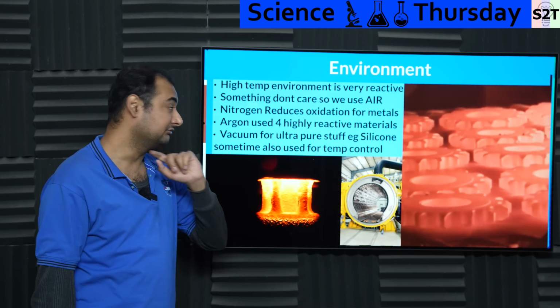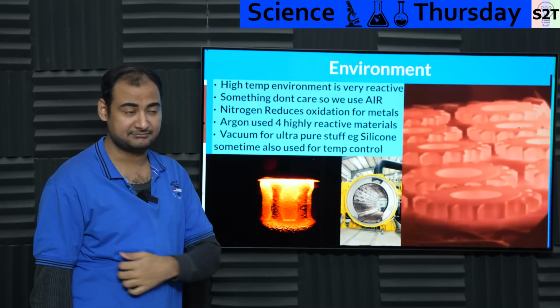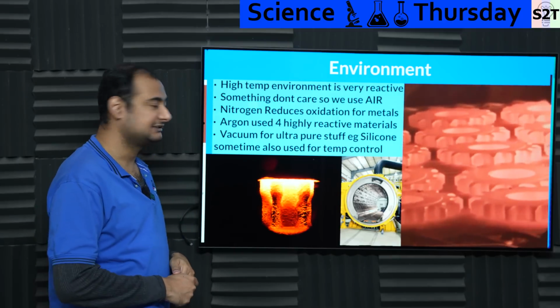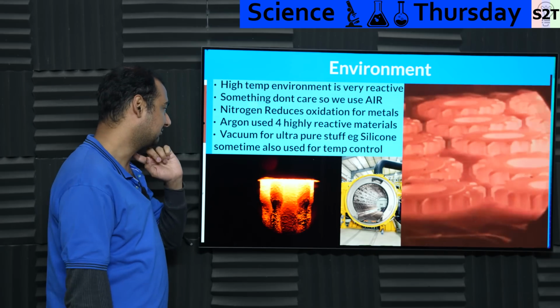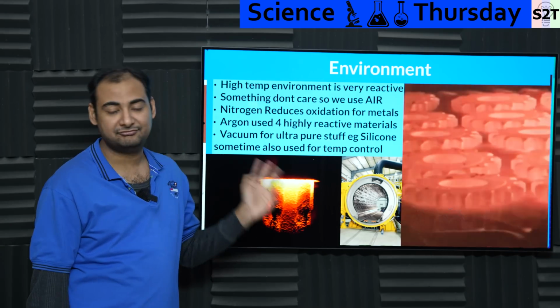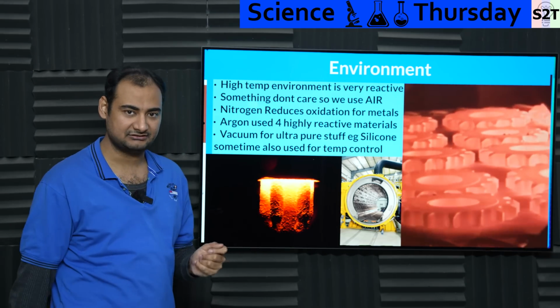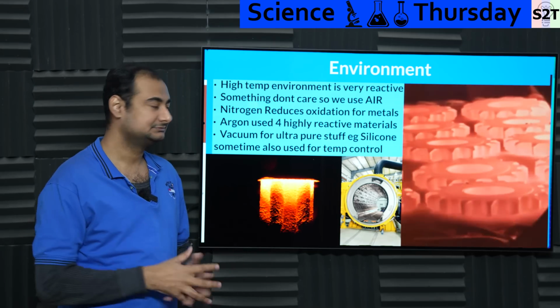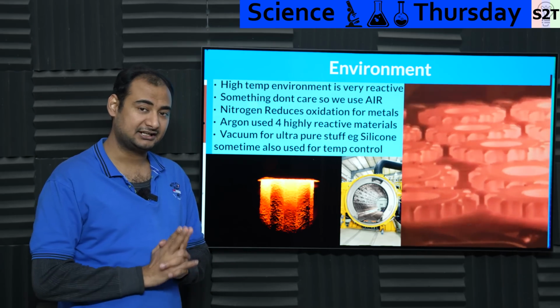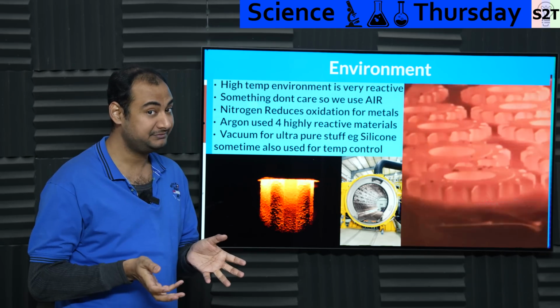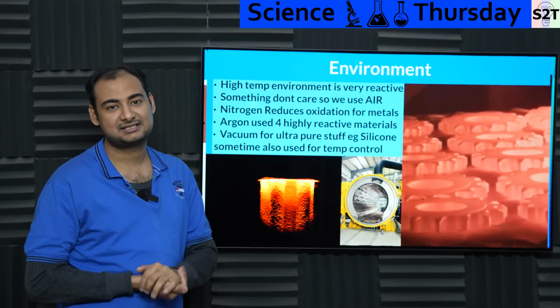Then you have argon, where you are dealing with very reactive material like magnesium or something like that. At that point in time, you do have to give a damn. Argon is there. And then you have vacuum for ultra pure stuff, basically silicon ingot. But let that be clear, vacuum can also be used for some other means. It can also be used as a temperature control.